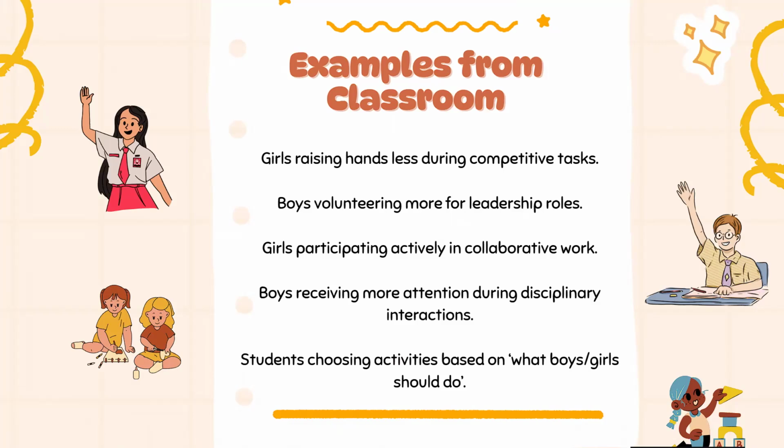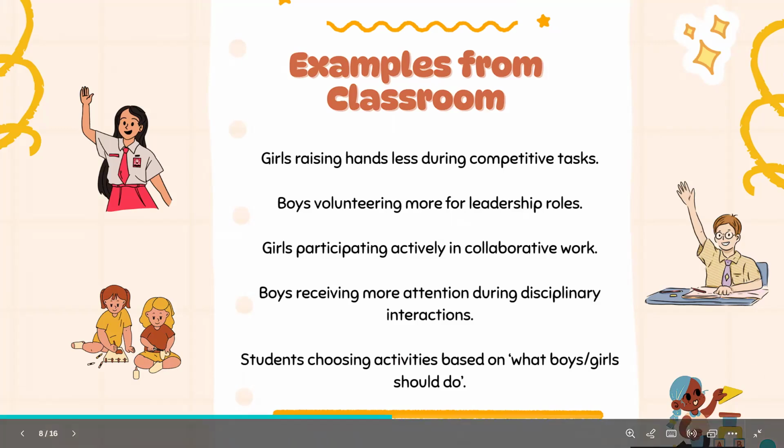Girls often excel in neatness, organization, and teamwork, not because they are naturally better, but because they are encouraged from a young age to be responsible. Teachers might discipline boys more frequently, giving them more one to one interaction. Students sometimes avoid activities because they are afraid of being teased. For example, a boy joining a craft activity. Such patterns are not about capability, but about how gender norms shape behavior.